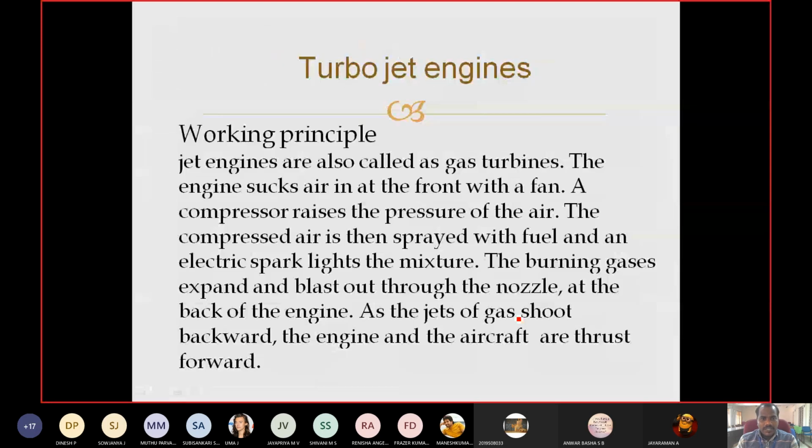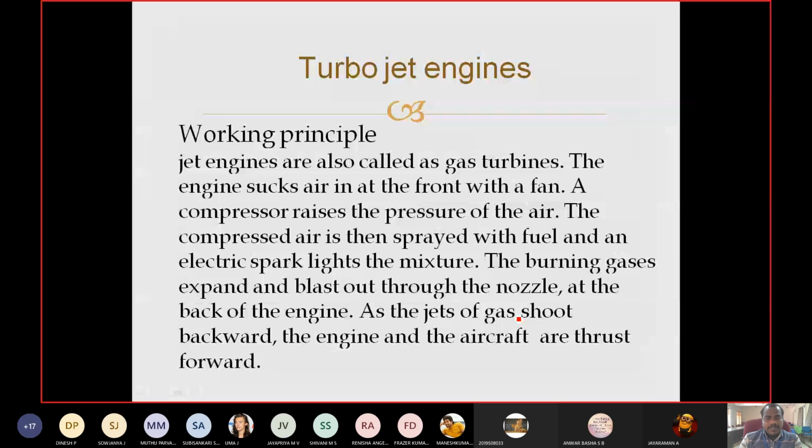So we have the working principle of jet engines, turbojet engines. Jet engines are also called gas turbines. So first we differentiate that, right? What is a gas turbine? What is a vapor cycle? So, gas turbine. The engine sucks air in at the front with a fan.